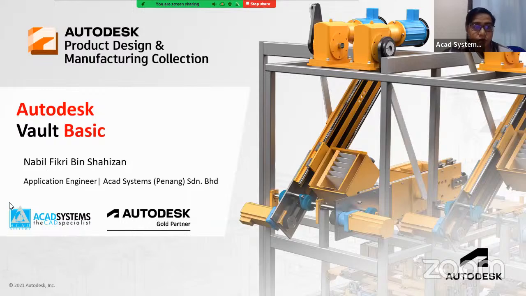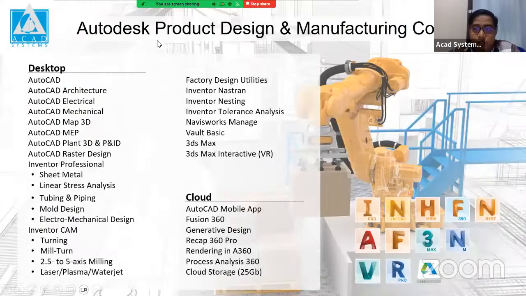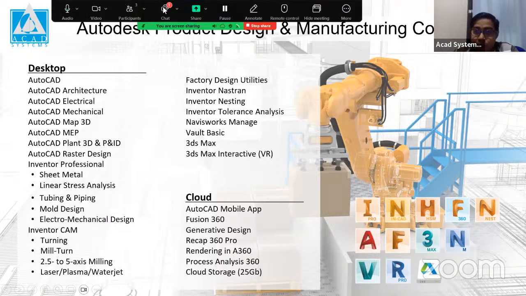For today's free online lesson, I would like to share with you about Vault Basic, which is the data management software that comes with the Product Design and Manufacturing Collection. As most people know, the collection comes with many types of software, such as AutoCAD, Inventor, and so on. One of those included is Vault Basic.